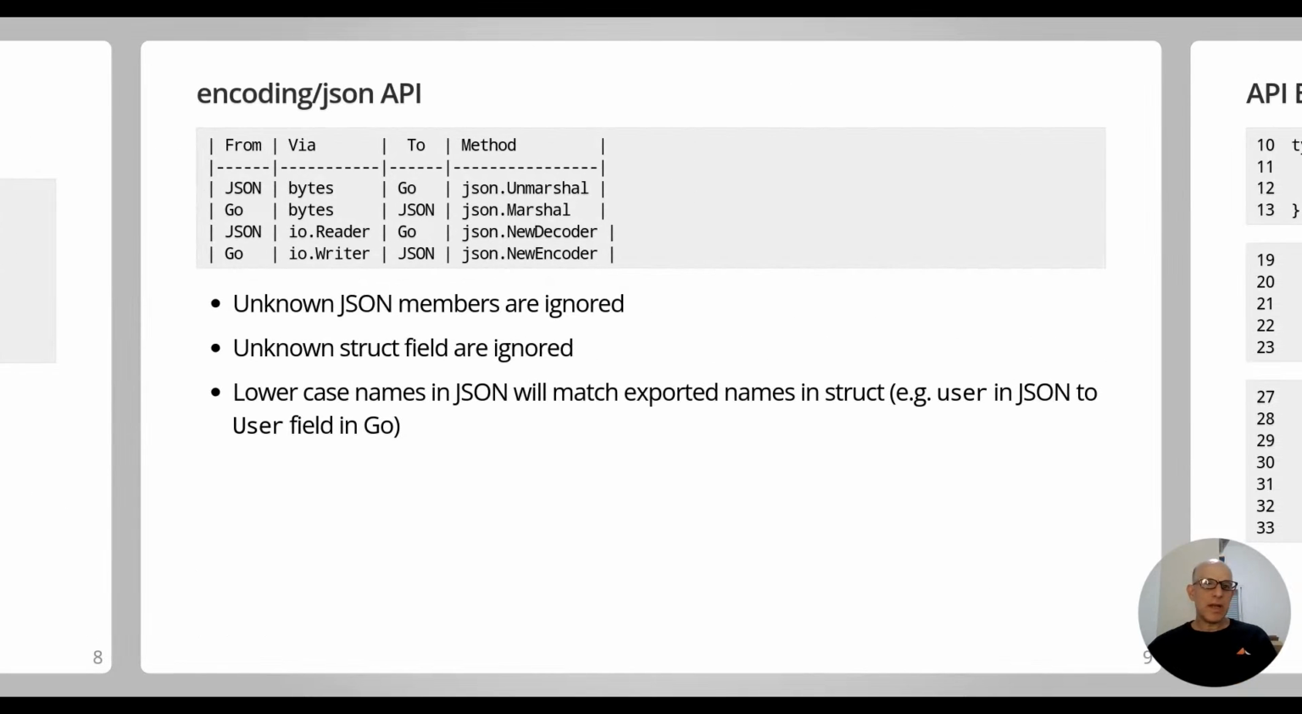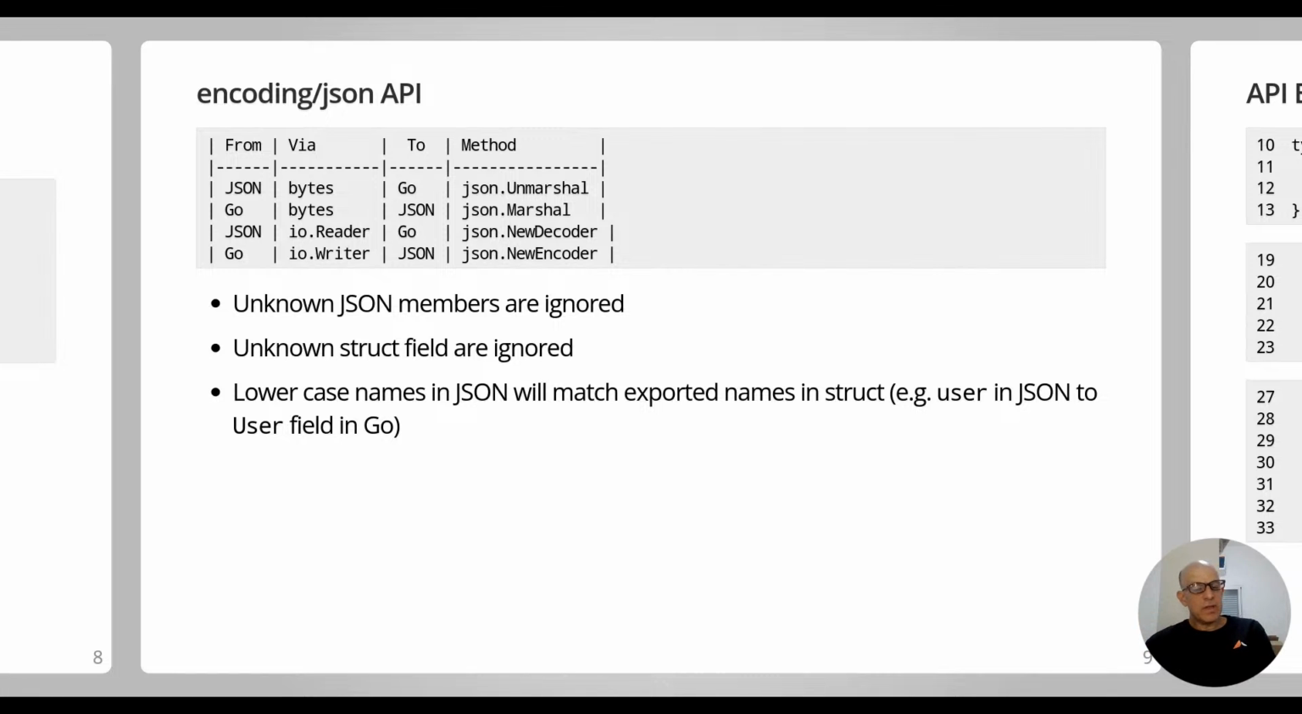Okay, so the library that we have is in the standard library. It is called encoding/json, and it has an ability to work with bytes or with what we call files in Go, or readers and writers. So if you go from JSON to Go and what you have is basically a sequence of bytes, then you are going to use json.Unmarshal. And if you have bytes in Go and you want to convert them to JSON, you're going to use json.Marshal.